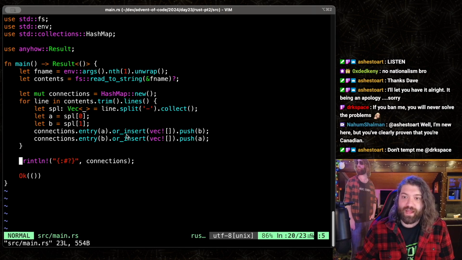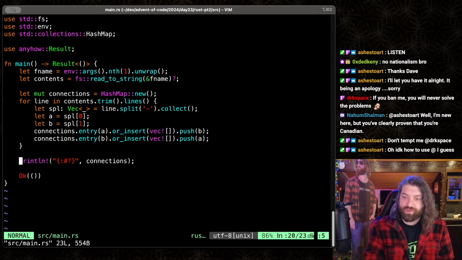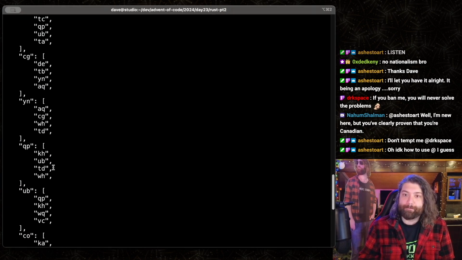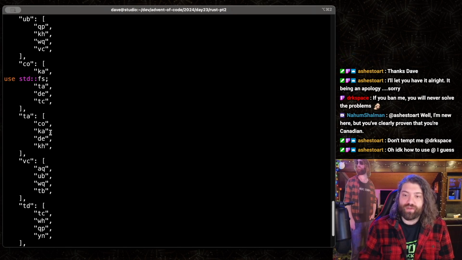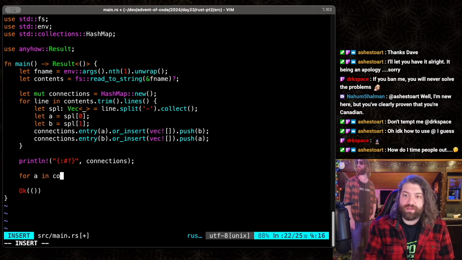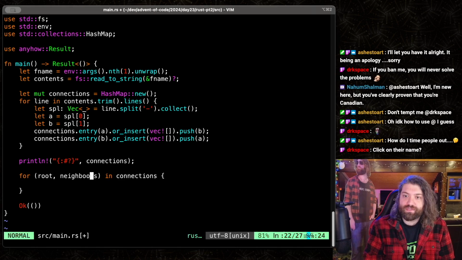I need to commit this to memory. Entry or insert. Entry or insert. Entry or insert. I have to commit that to my memory because that's super duper useful. So now we have all the connections. And now I can check, loop over each connection, and then check to see the other connections. For A in connections, root, neighbors. Neighbors has 1.0, right?